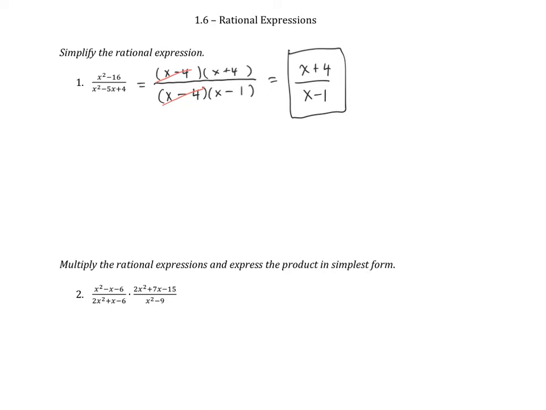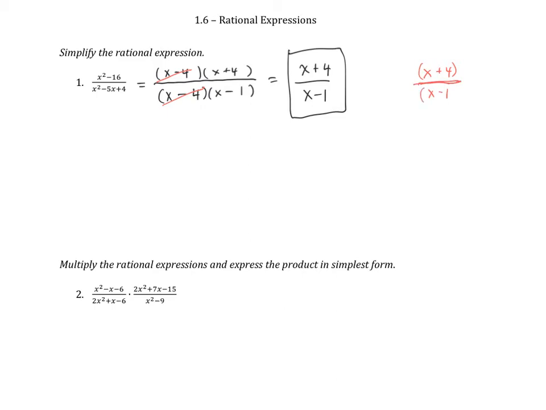Now, you might be thinking, hey, how come I can't just cross out these x's? Those x's are a part of the factor. The x plus 4 is like bonded together. This is an entire factor. The plus or the minus symbol bonds those together, and they can only be crossed out if the entire thing can be crossed out.